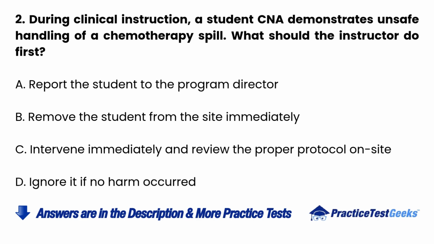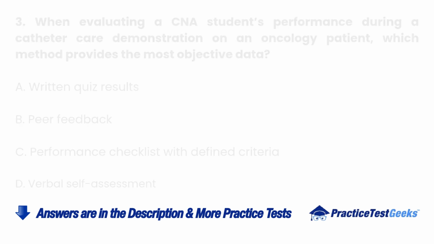2. During clinical instruction, a student CNA demonstrates unsafe handling of a chemotherapy spill. What should the instructor do first? A. Report the student to the program director. B. Remove the student from the site immediately. C. Intervene immediately and review the proper protocol on site. D. Ignore it if no harm occurred.